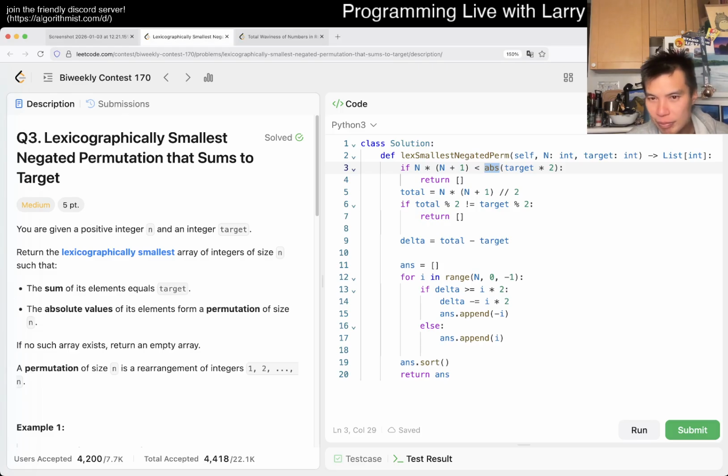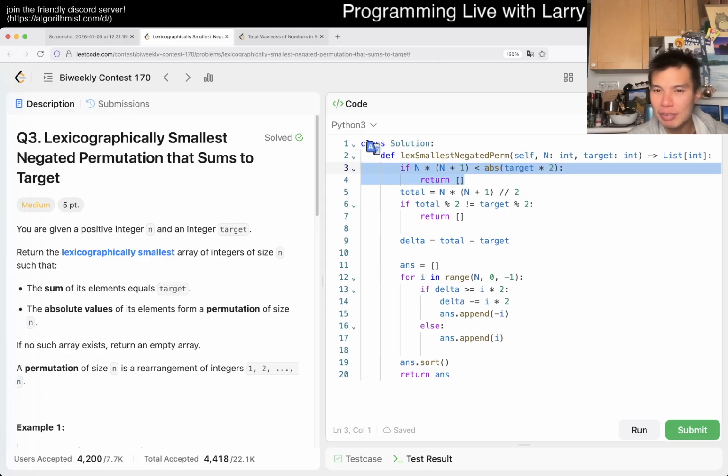First of all, early termination, right? And this is where I got a wrong answer because I forgot the absolute value. But basically, if the target is too high or too low, return 0, right? Otherwise, this is the possible total, and maybe we could have written this in a different way, but that's just the way that I wrote it. You can watch it during the live portion. If this is too small, then otherwise, we just get the total. And if the parity is not the same, then we return empty because it's not possible.